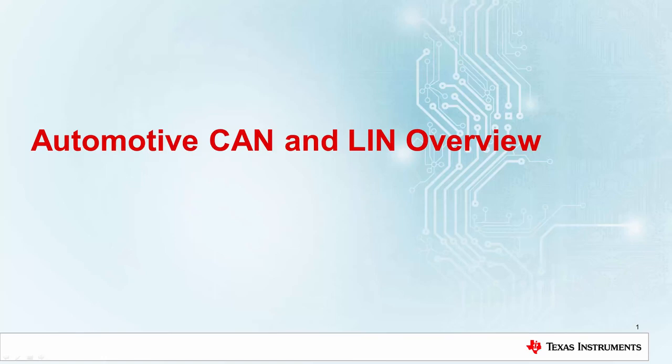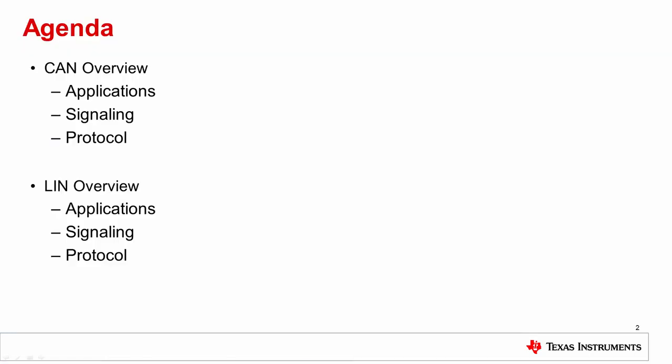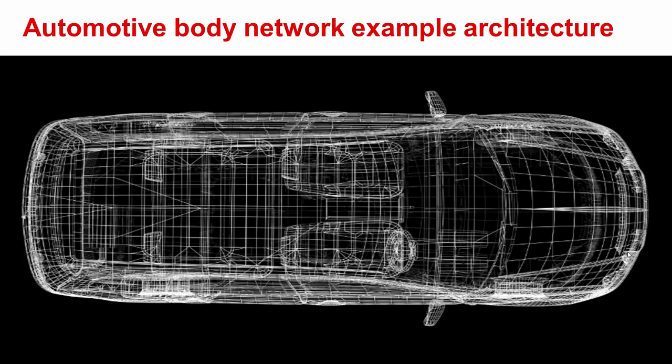Automotive CAN and LIN Overview. We will review the applications, signaling, and protocol aspects of both the CAN and LIN interfaces. Here is a typical automotive body network example.